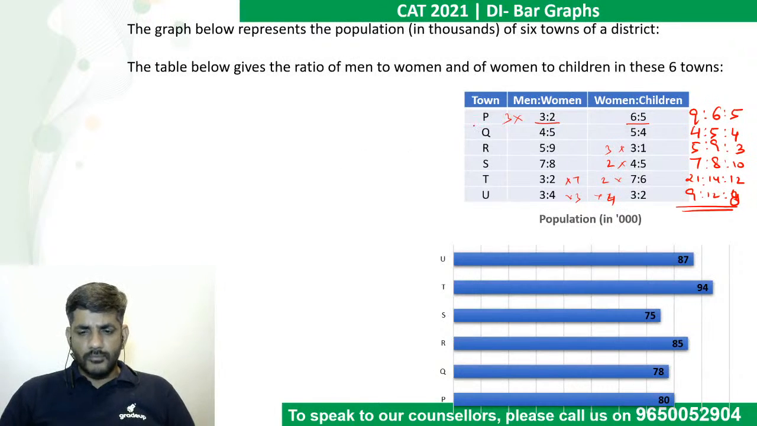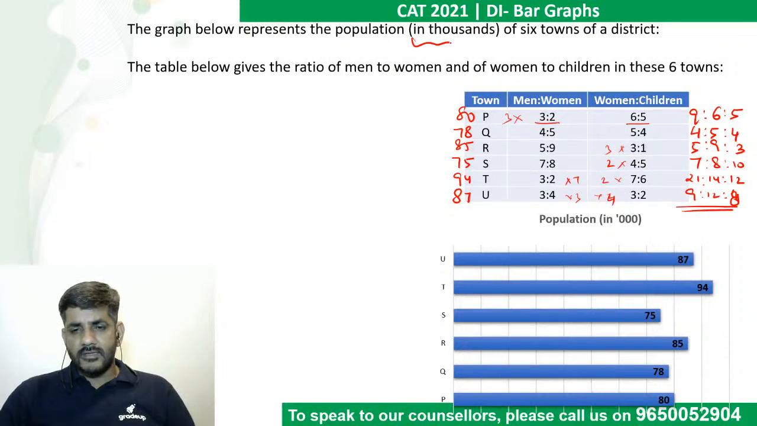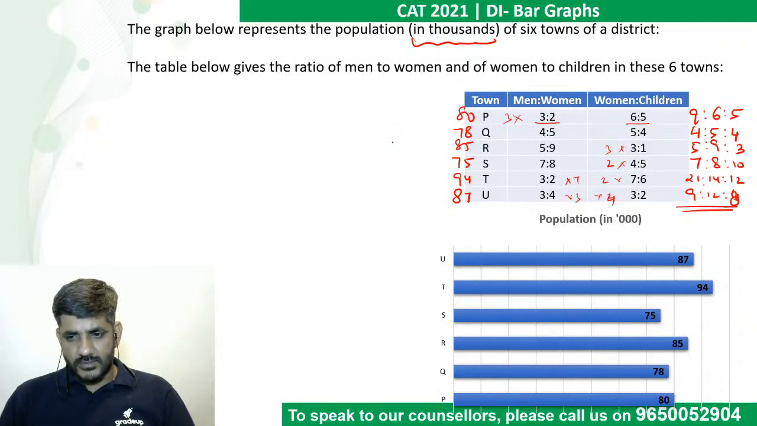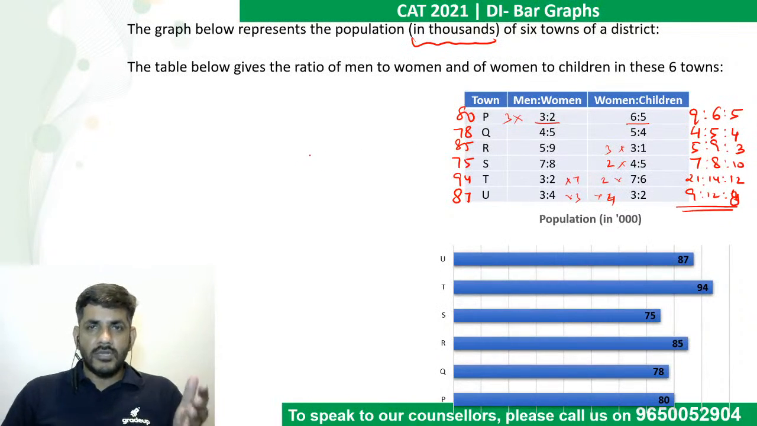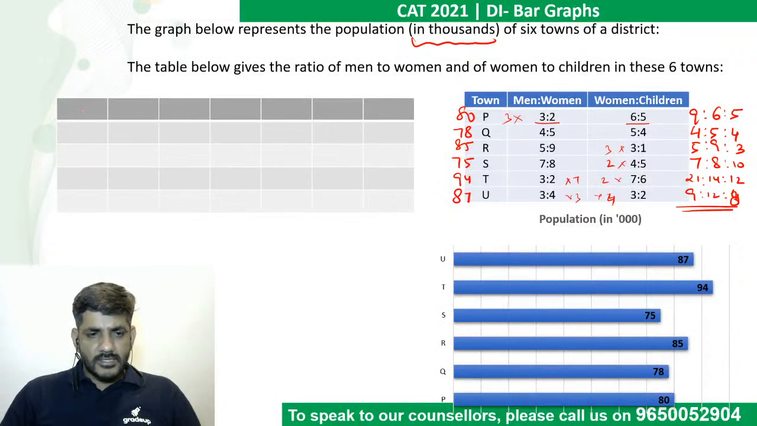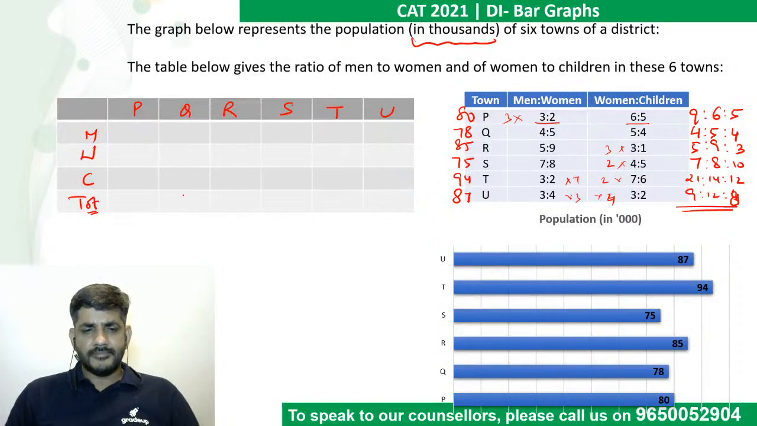Okay, so let's start now distributing these values. We also have the total populations. जैसे ये PQRSTU की दे रखी है. Population of U is 87, T is 94, S is 75, R is 85, Q is 78 and P is 80, and it is already given that these populations are in thousands, right? These populations are in thousands. So let's just make a table and write down all the values over there. Okay, so in the table I would be writing P, Q, R, S, T and U. यहाँ पे I would be writing men, women and children, and the total population would be written over here.